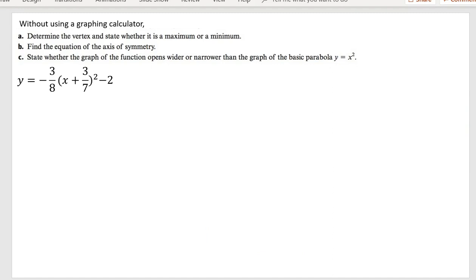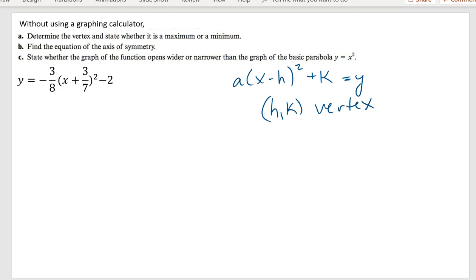Our next question also asks us to find the vertex, but this time our equation is written in vertex form. Vertex form says a times the quantity x minus h, all squared, plus k is equal to y. So if we want to find our vertex, we're going to look for (h, k). Come over here. We see that this is h and this is k.